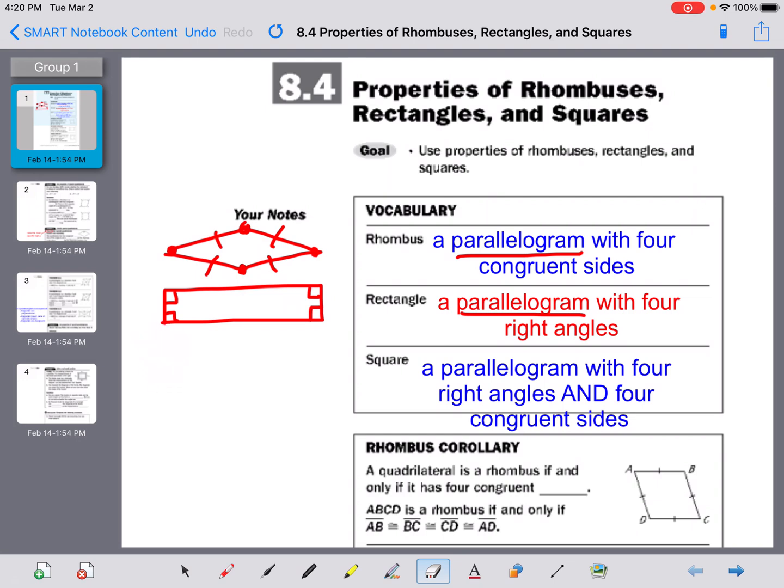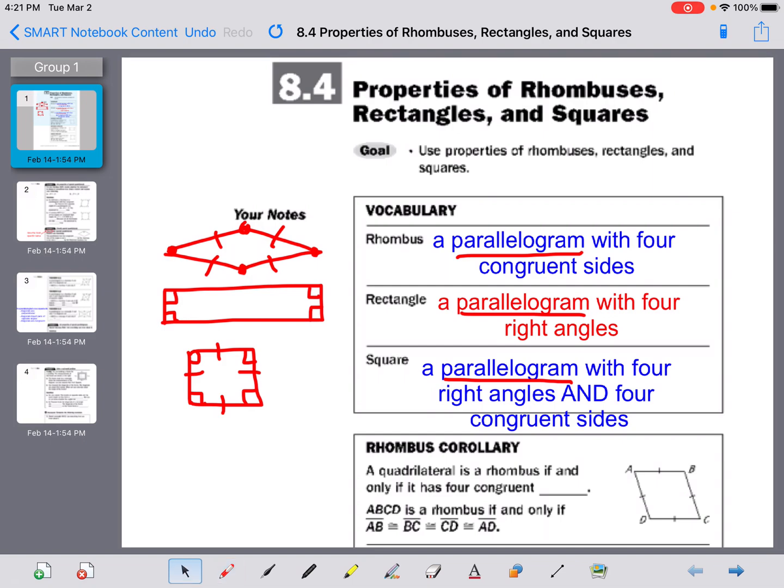Okay, so now I have the next one, which is a square. Once again, it's a parallelogram. It has opposite sides parallel, opposite sides congruent, opposite angles congruent, consecutive angles supplementary, diagonals bisect each other. And it has both 4 right angles and 4 congruent sides. So I get 4 congruent sides, 4 congruent right angles. Just a note here, a square is a rhombus, a square is a rectangle, right? Because it fits those definitions.